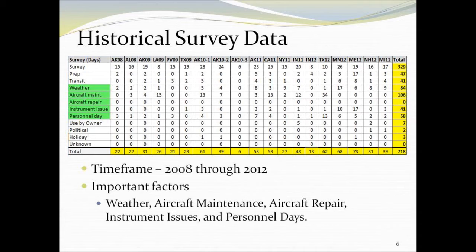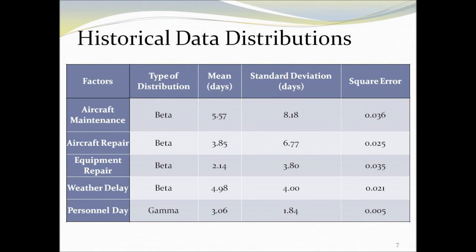The table is broken down by individual surveys in the columns and the particular process or delay in the rows. Each number represents the amount of days that each survey spent performing a particular task or waiting due to delay. The important factors that we will focus on are the aircraft maintenance, aircraft repair, equipment repair, weather delay, and personnel days. Using the data from the previous table, we derive the distributions for the major factors. This data shows that there is a lot of variability in these factors, which causes increased delays.